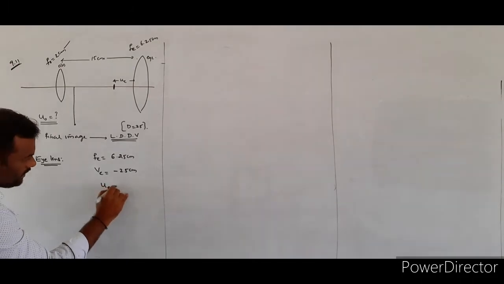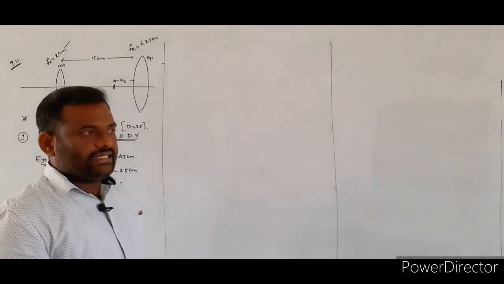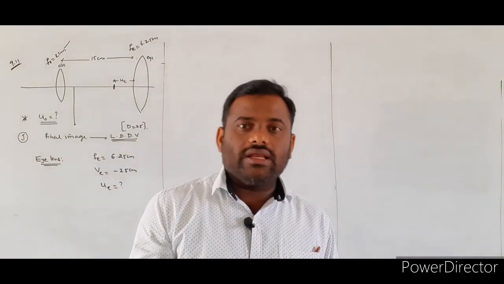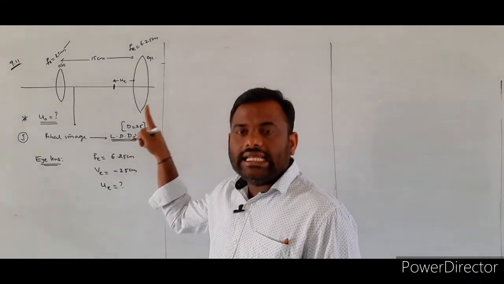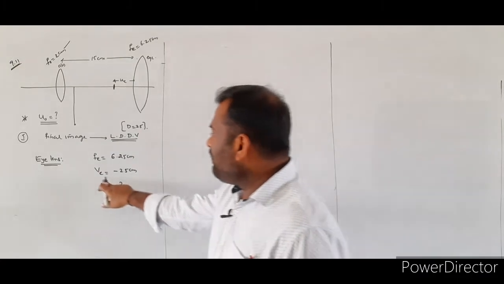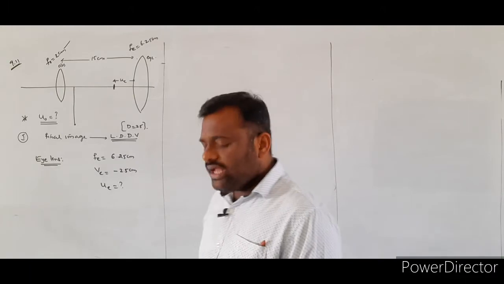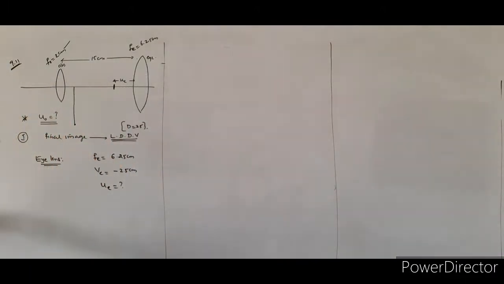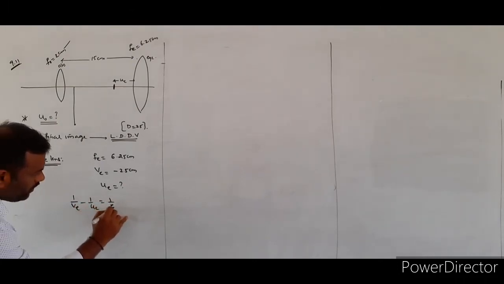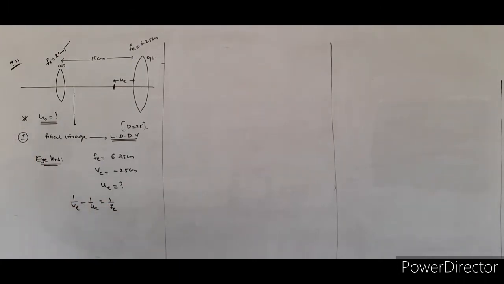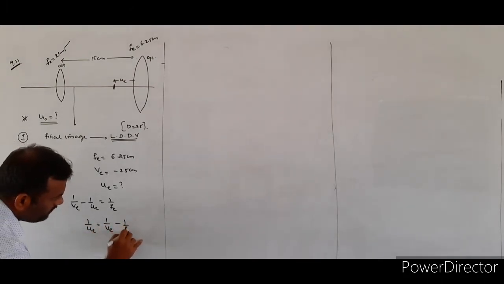Now I want to calculate the UE value. Which lens do I consider first? I consider the eye lens. Eye lens focal length is equal to 6.25, and the final image is formed at the least distance of distinct vision, so the image distance for the eye lens is equal to minus 25 centimeter. I want to calculate the object distance. From the lens formula, 1 by VE minus 1 by UE is equal to 1 by focal length of the eye lens. Therefore, 1 by UE is equal to 1 by VE minus 1 by FE.